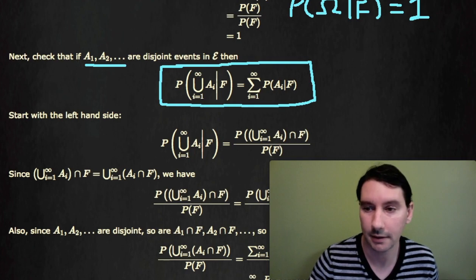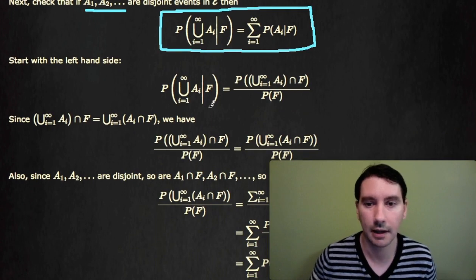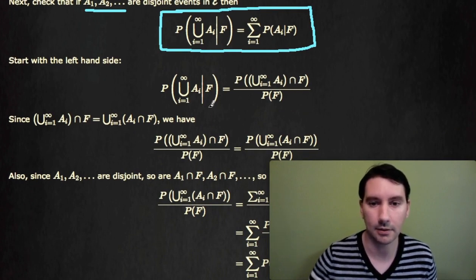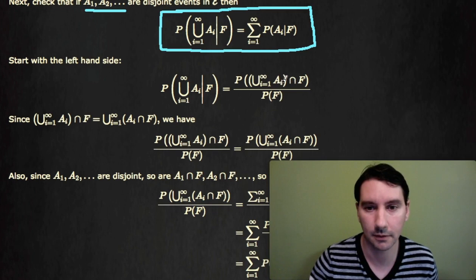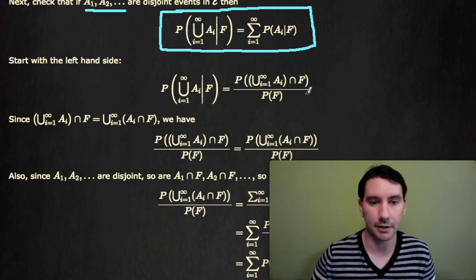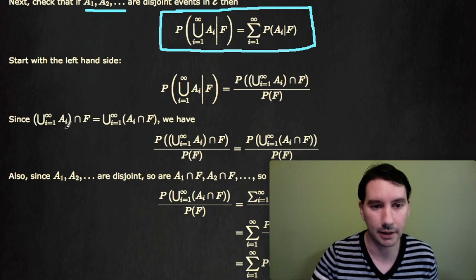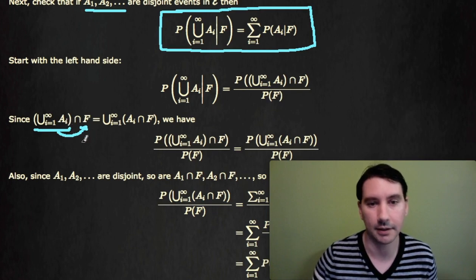Let's start with the left-hand side. So we're taking the probability of the union from 1 to infinity of Ai conditioned on F. And using the definition, that means the probability of the union from 1 to infinity of Ai intersect F divided by the probability of F. Now this is just a set theory fact, which we're not going to check here. But if you take the union from 1 to infinity of Ai and intersect this whole union with F, it's the same as intersecting each one of the events with F and then taking the union.